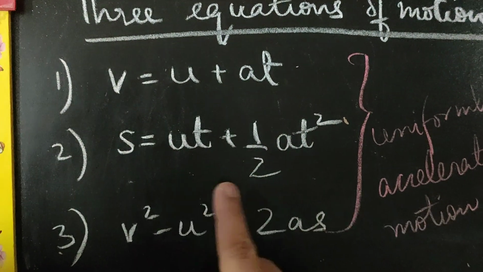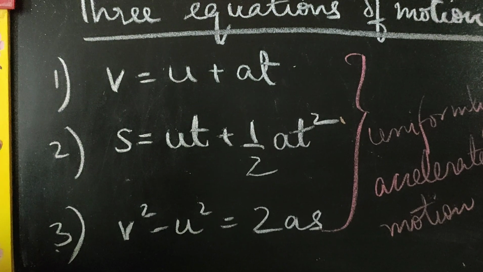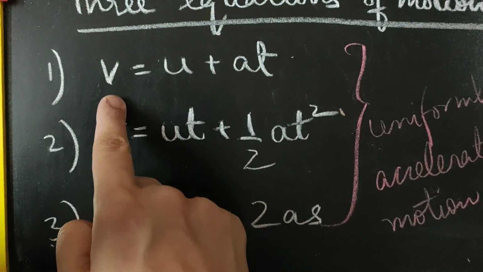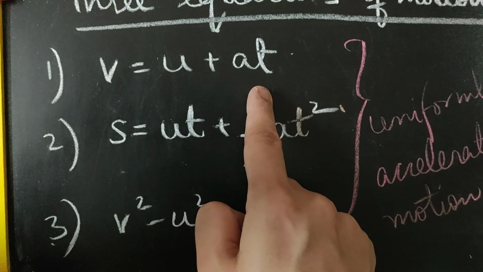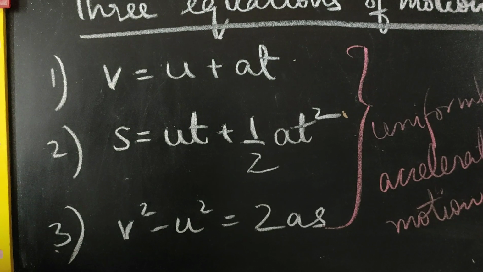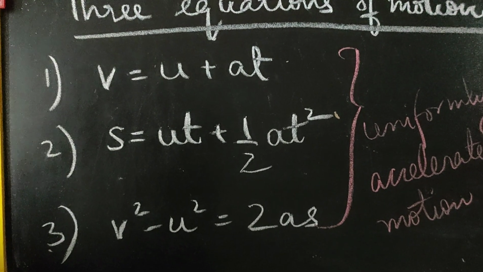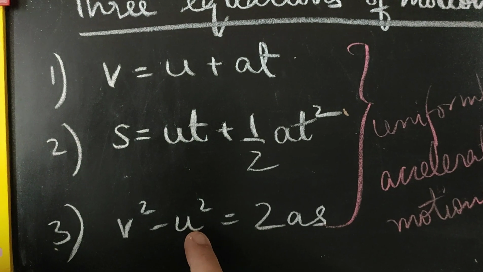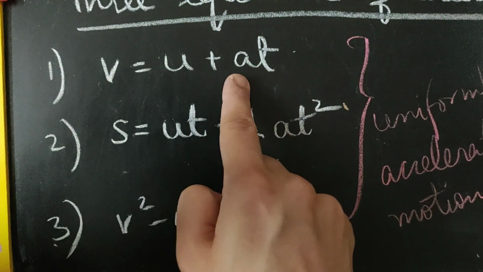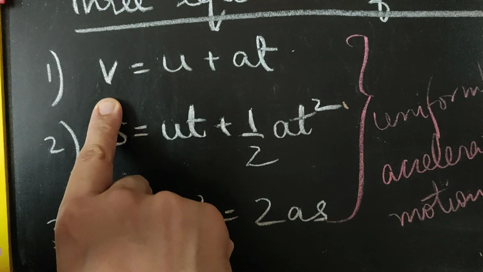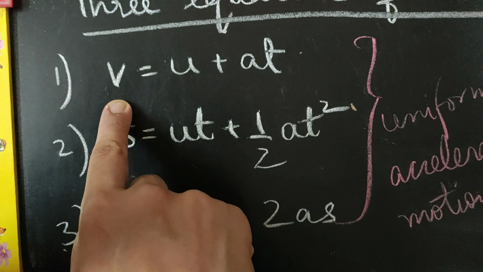Now using these three equations, we will be doing some numericals. You will be given all but one of the values, and the other variables will be given to you. So depending on the question given, you will have to select which equation to use. Like for example, there is a question where initial velocity, acceleration and time is given, and you have to find the final velocity. So you will be using the first equation.